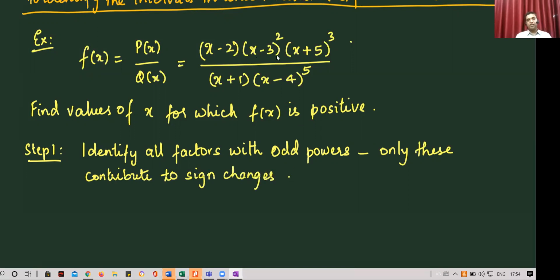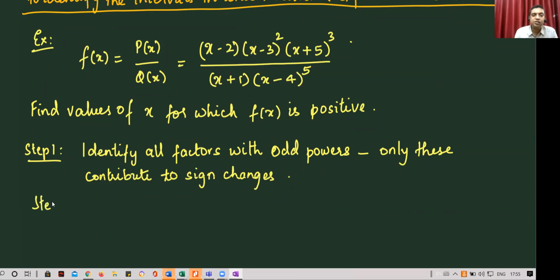Look, for example, x minus 3 whole square. This is whole square, so this will always remain positive, except when x equal to 3, this will become 0. Other than that, it will always be positive. So this will not contribute to sign change, because if you take values less than 3 or greater than 3, it will remain the same. So we identify only those factors that contribute to sign change. Okay.